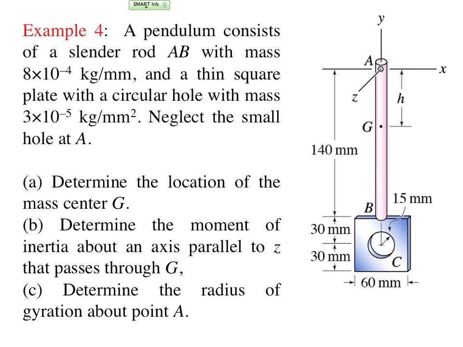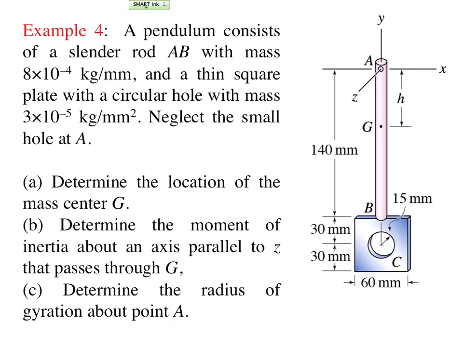The first one involves this pendulum, which consists of a slender rod AB with linear mass density 8 times 10 to the minus 4th kilogram per millimeter. And at the end of the pendulum, we have a square plate with a circular hole that has an areal mass density of 3 times 10 to the minus 5th kilogram per millimeter squared. What we want to do first is determine the location of the mass center G.